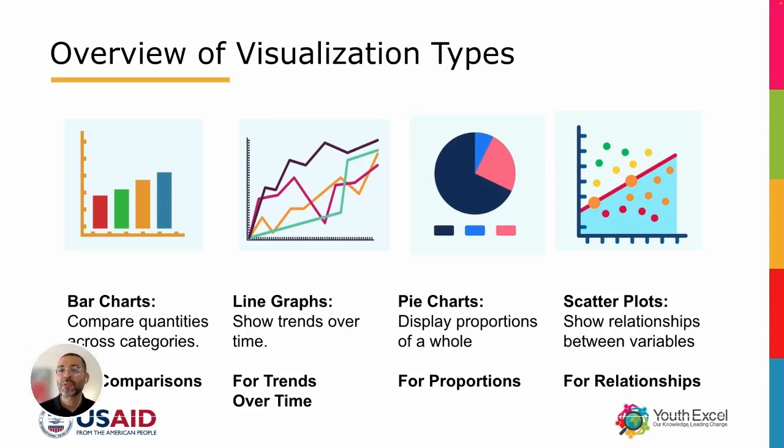Here are some common types of data visualization. Bar charts compare quantities across different categories, so they're useful when we have to do comparisons. Line graphs show trends over time. They show how a trend behaves across time. Pie charts display proportion of a whole. And finally, scatter plots show relationships or correlation between two variables.